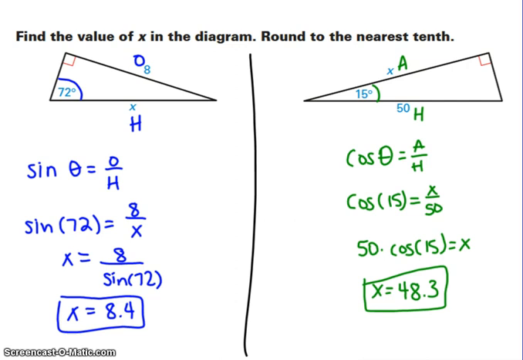Both of the questions I needed to round to the nearest tenth according to the directions, so you should have 8.4 and 48.3. Alright, that's it for sine and cosine.